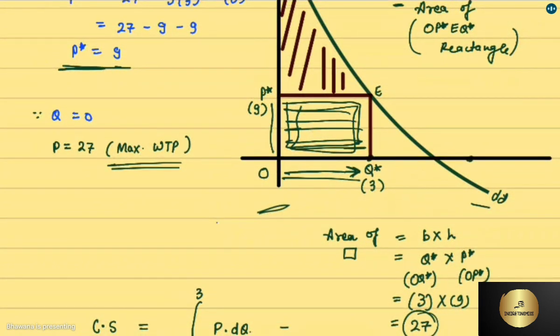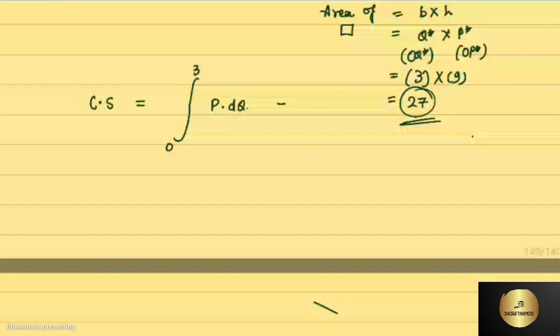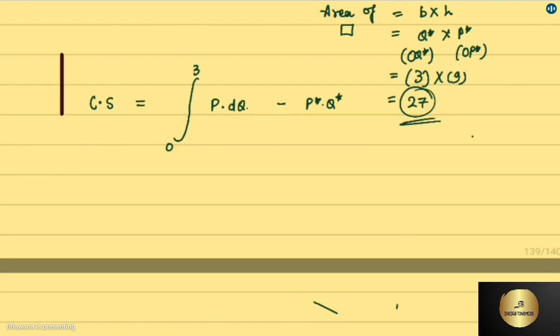Now we have to derive an expression for this whole term, total area below the demand curve. So in general, it will be P star into Q star. So this is the formula, or okay, this is the general formula.